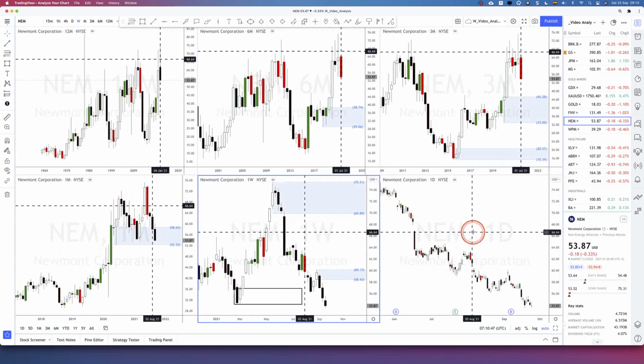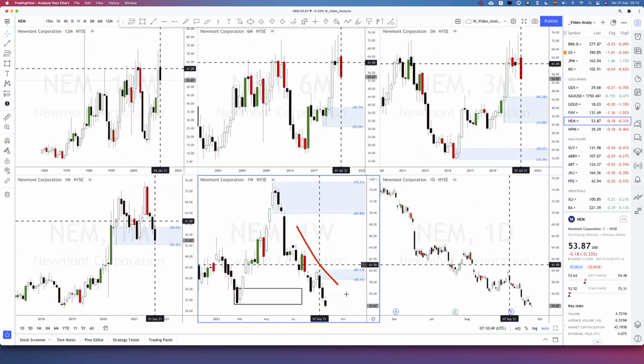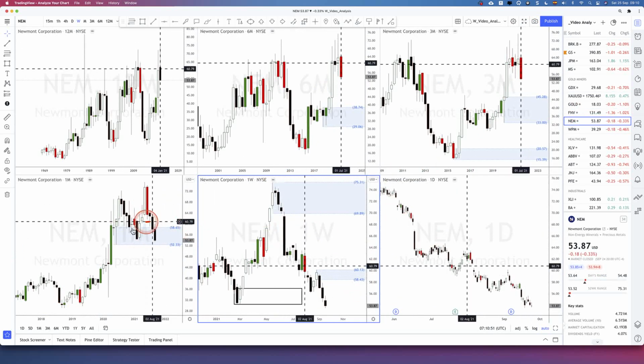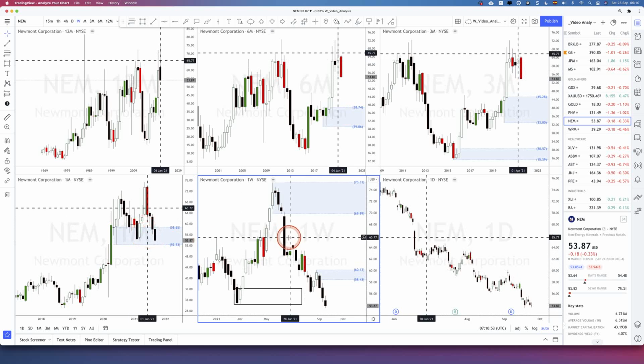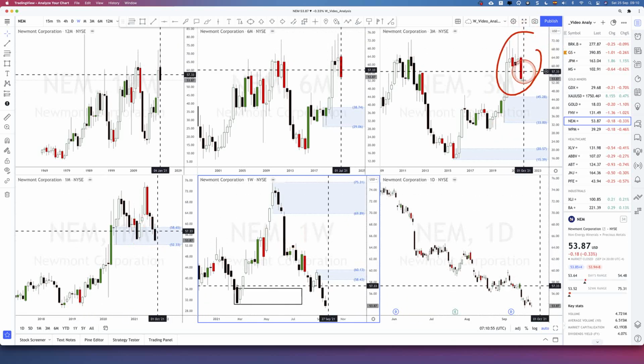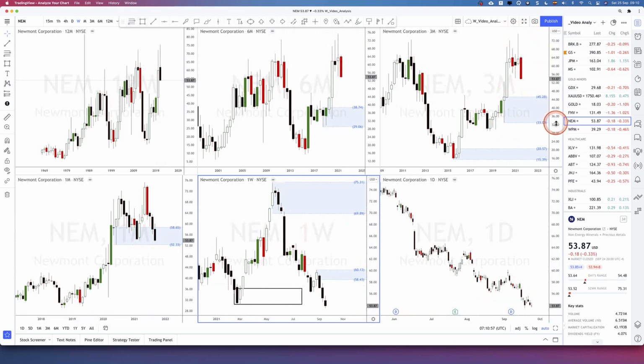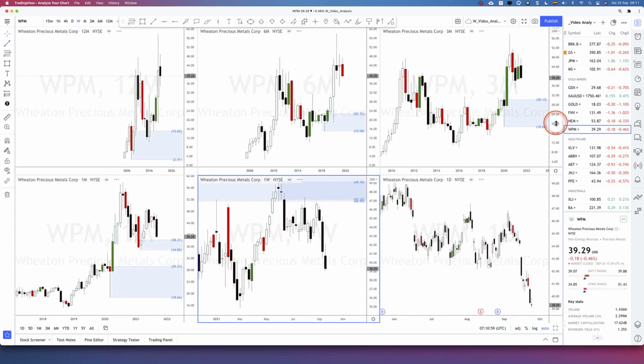On NEM, Newmont Corporation, we have a weekly downtrend you can use to go short, expecting the elimination of that used up area of demand. And look at the price action, room to drop down there. No longs on gold related companies, on gold and silver.